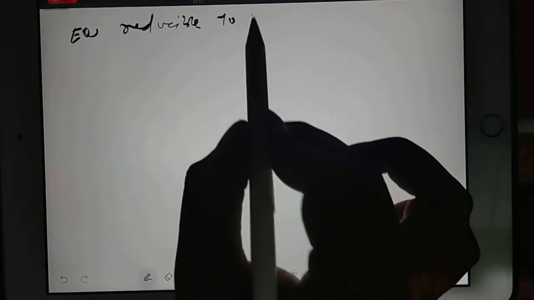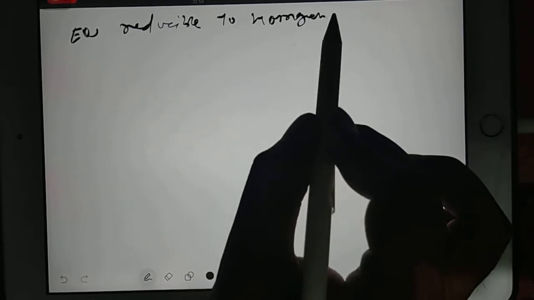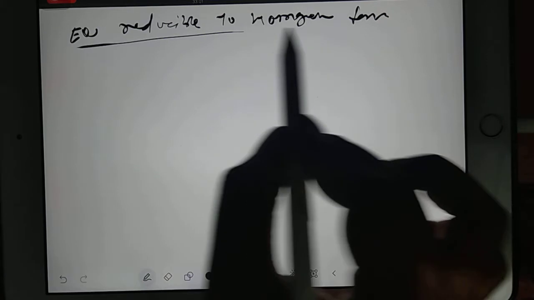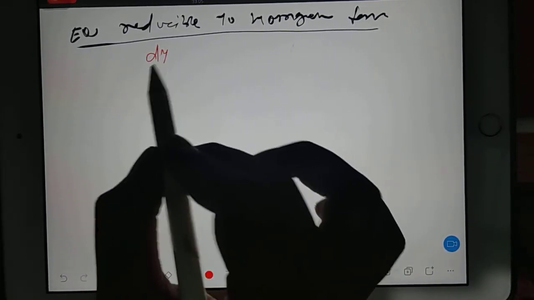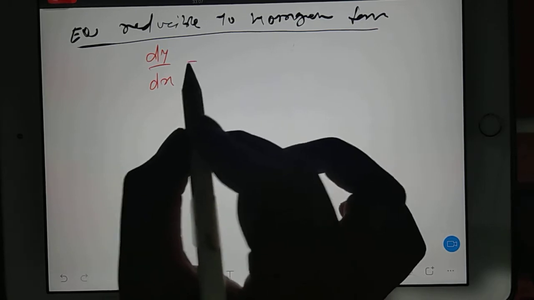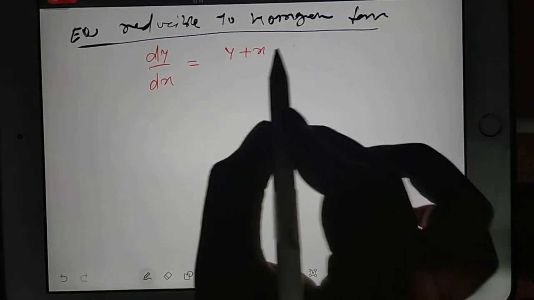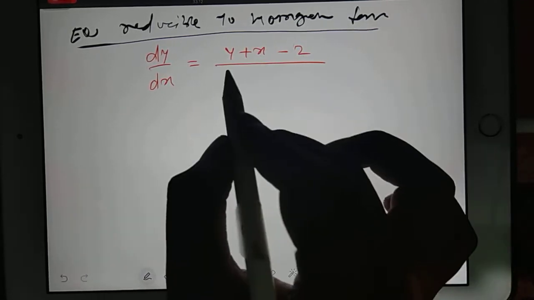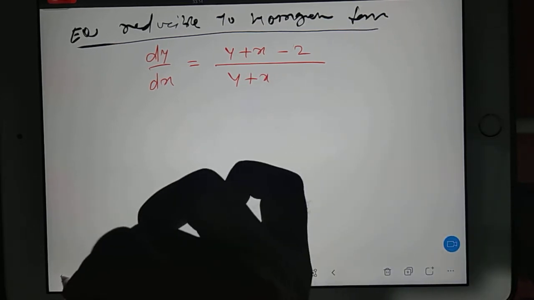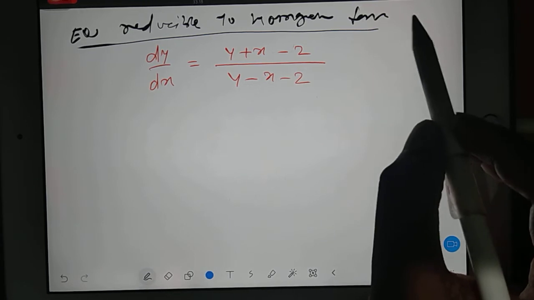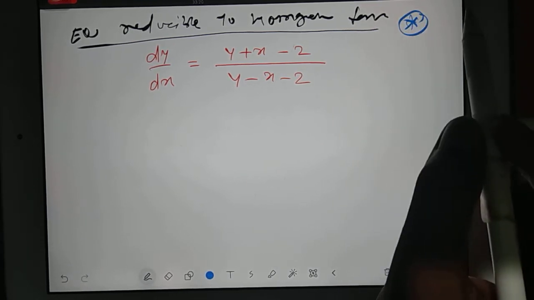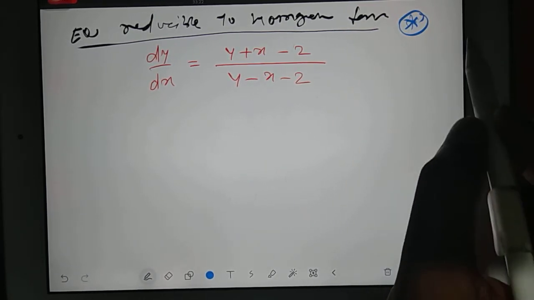Equation reducible to homogeneous form. But actually this process will be a little lengthy. Imagine this kind of question is given: dy by dx is equal to y plus x minus 2 divided by y minus x minus 2. Again I am saying, in the GATE exam you can skip this topic, because it will be very lengthy.